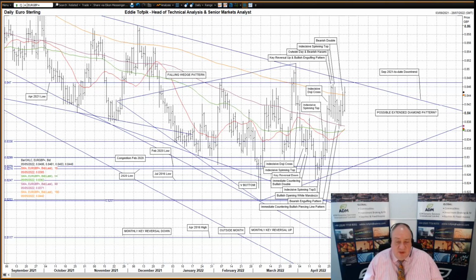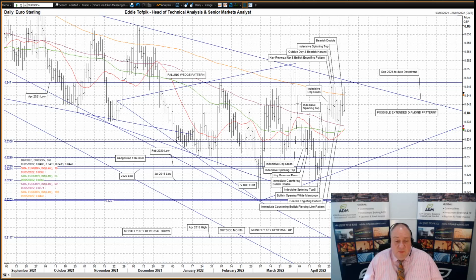The bigger picture is still the same. The overhead declining September 2021 to date downtrend, currently at 84.76, may be becoming a greater influence on recent market actions, as it is seemingly standing in as a proxy for the upper downtrend line of a possible extended diamond pattern that's been in formation since the start of 2022.